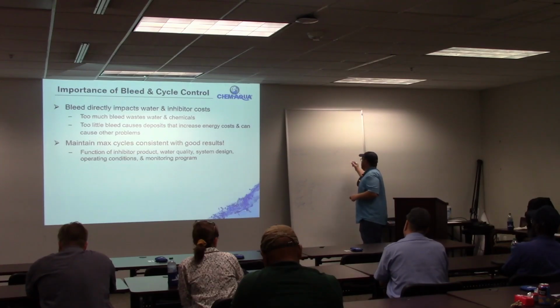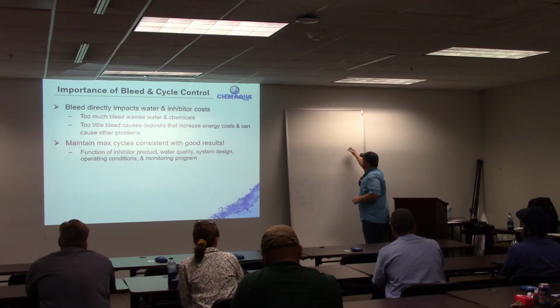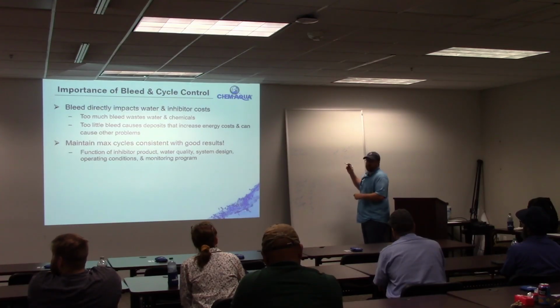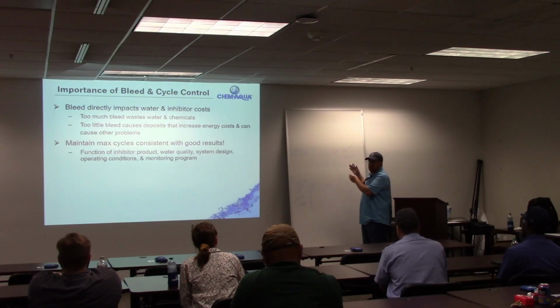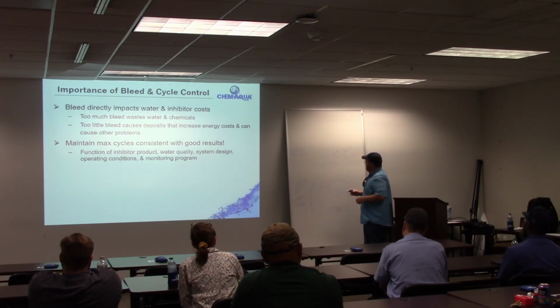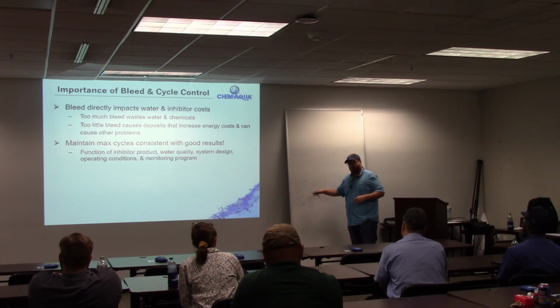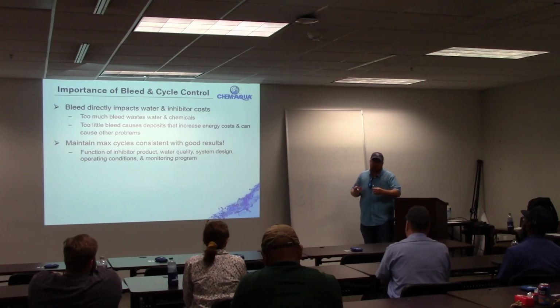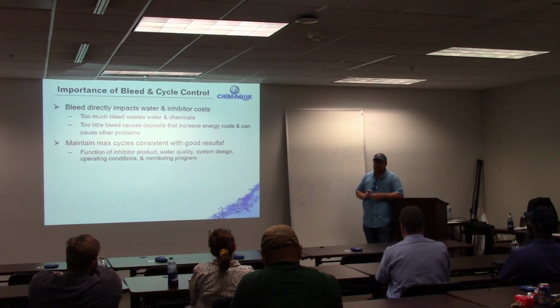But essentially, if you take our inhibitor, the 31155 product, it can handle up to 2.5 LSI. The LSI scale is -3 to +3. -3 is corrosive water. 0 is neutral. +3 is very, very scale-forming water. And so basically at about 4 cycles of concentration, we're at about a 2.5 LSI.